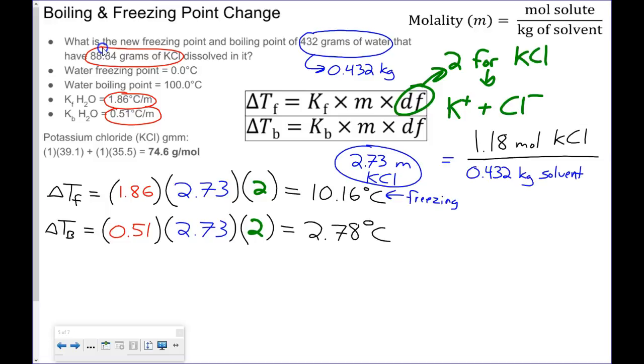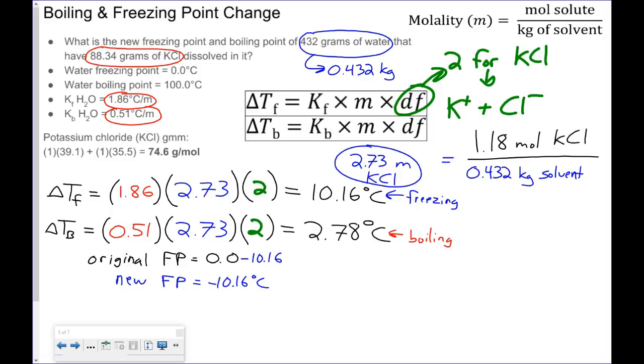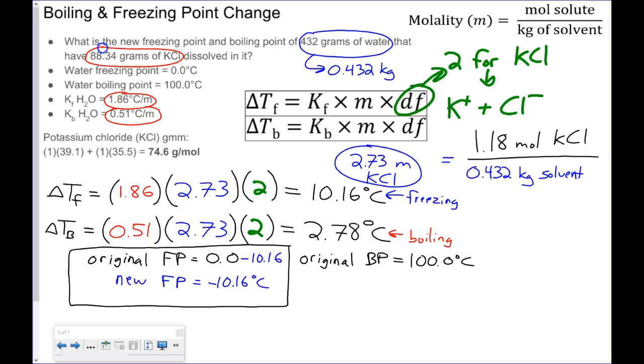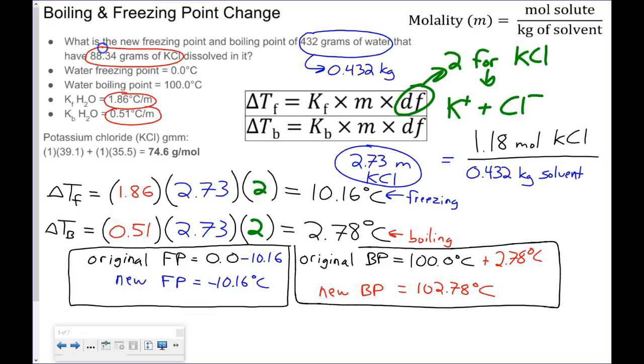So that's my freezing point up there. That one below is going to be my boiling point. Now I'm going to either subtract or add to the original one. It froze originally at 0. Subtract 10.16, this one is now going to freeze at negative 10.16. The original boiling point was of course 100 degrees, and I'm going to add to that. So the original boiling point, 100 plus 2.78, is going to work out to be 102.78 degrees Celsius.